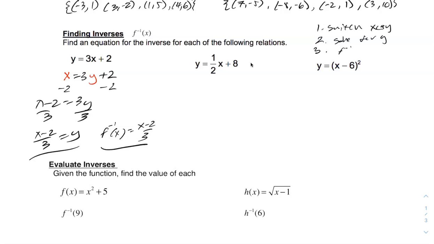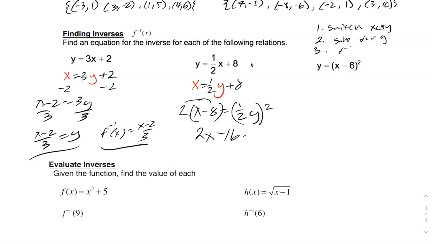Next one, same idea, right? So we're just going to switch x and y first. So x and y, and then everything else stays the same. And then you solve for y. In this case, subtract 8. X minus 8 equals 1/2 y. Now I have 1/2 y. The best thing to do here is to multiply everything by 2. Distribute: 2x minus 16 equals y. Or 2x minus 16 equals the inverse. That's like the inverse symbol.